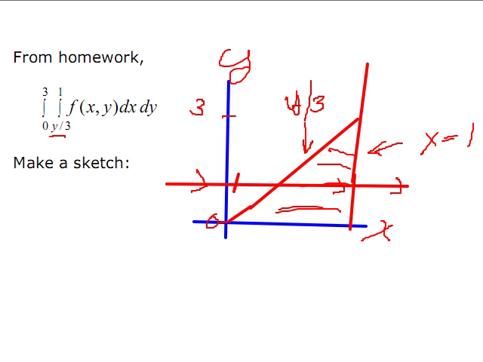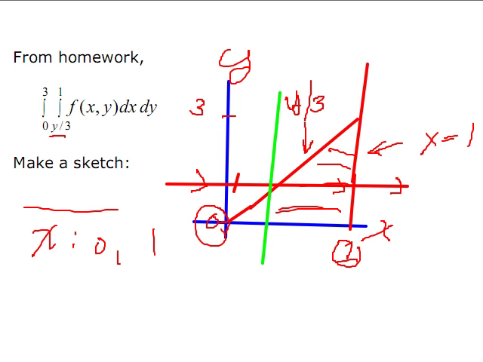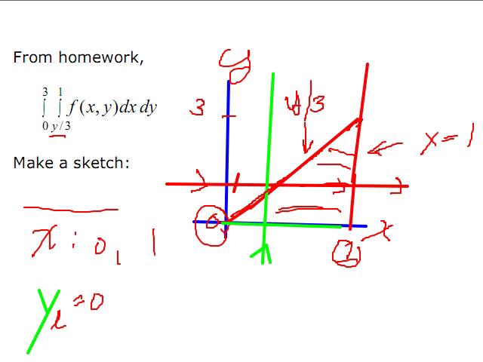So now we want x to have constant limits, and it's going to go from 0 to 1. This is its minimum. Here's its maximum value. Now you draw a line parallel to the y-axis to determine the limits in y. When it enters the region, it hits the line y equals 0. So for y, the lower limit is going to be 0, and the upper limit is going to be this slanted line right here.